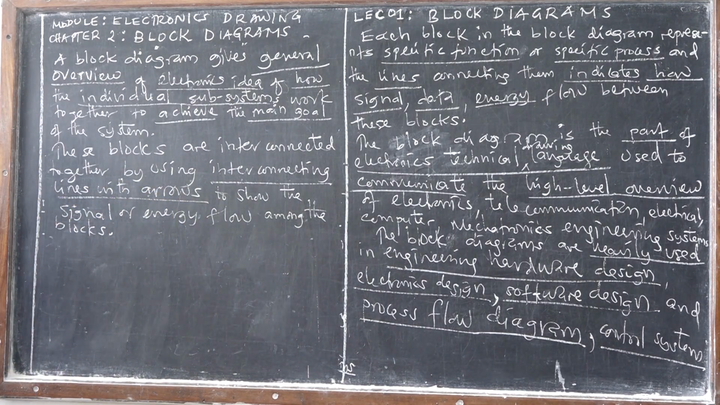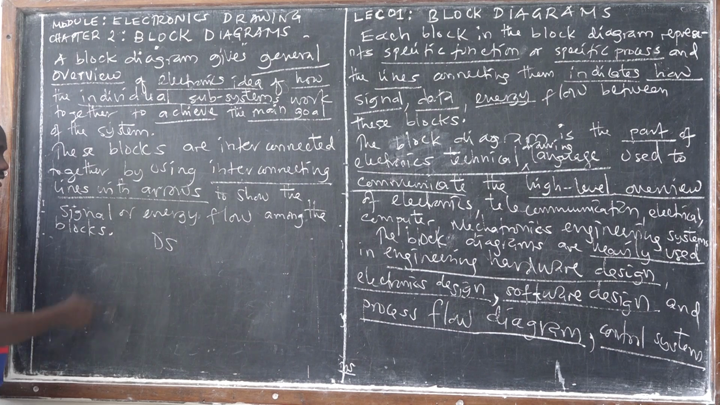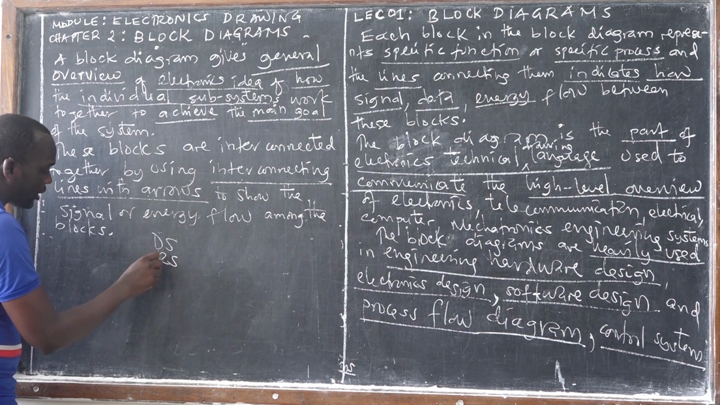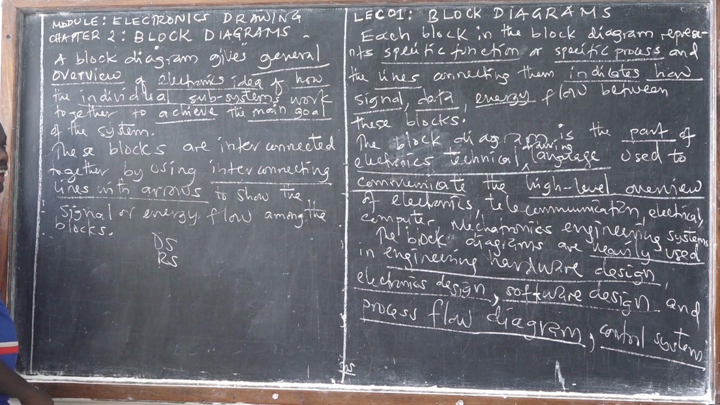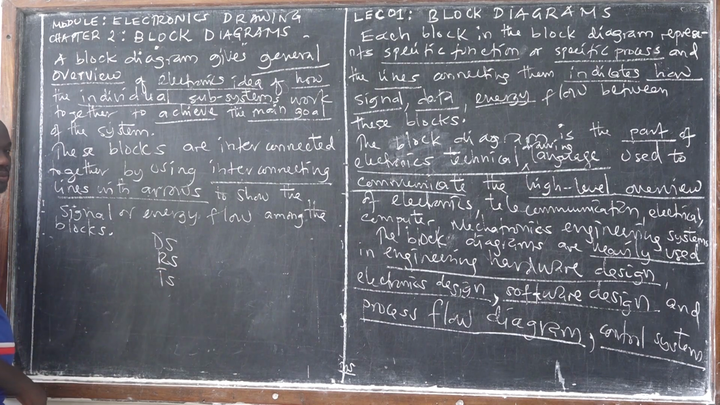So for instance, in our bodies we have what? Digestive system, right? So then for the entire body, this is a subsystem. Then in our bodies we have what? Reproductive system. Then in our bodies we have what? Transport system, blood transport system.